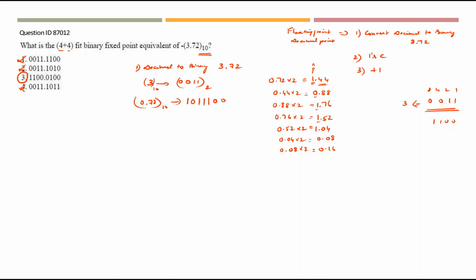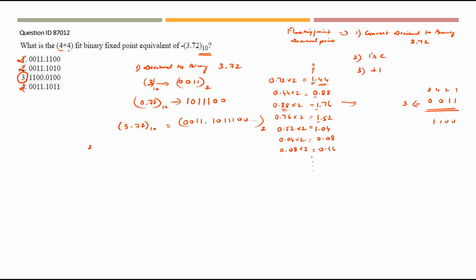Now the value of 3.72 in decimal will be 0011.101110, and it goes on in binary. Actually, you cannot end this binary form of 0.72 because after some iterations you will have 0.88 again, and then the same thing will come around again. So we are stopping with this. This was the first step.